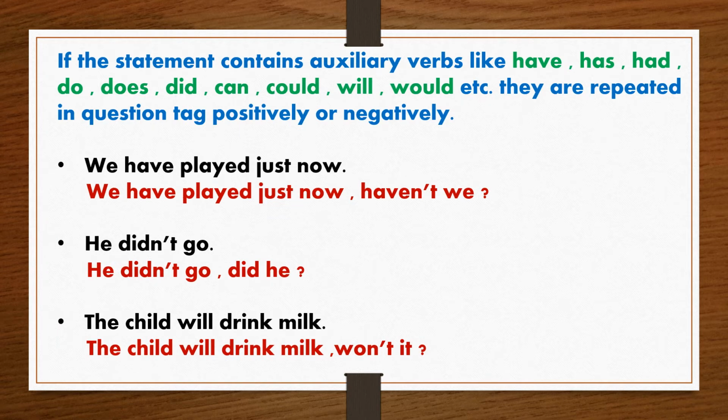If the statement contains auxiliary verbs like have, has, had, do, does, did, can, could, will, would, etc., they are repeated in the question tag positively or negatively. For example, we have played just now. We have played just now, haven't we? He didn't go. He didn't go, did he? The child will drink milk. The child will drink milk, won't it?